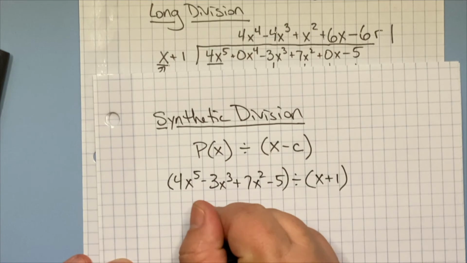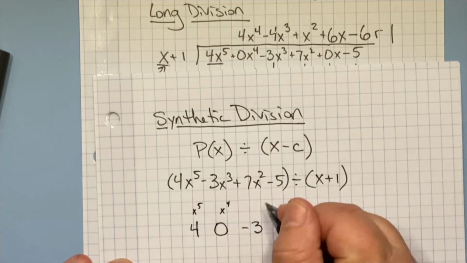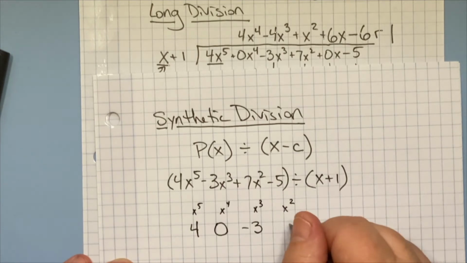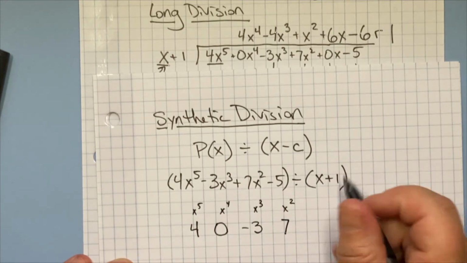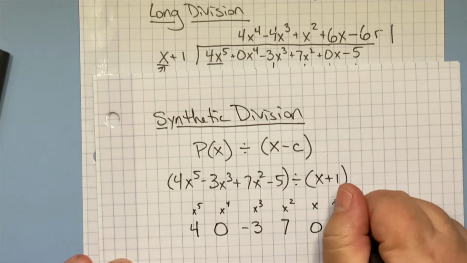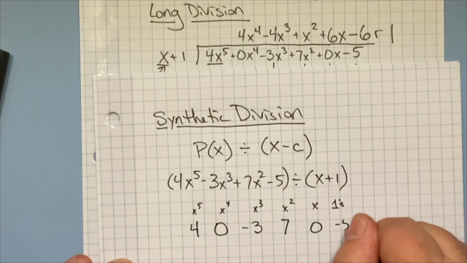So this is x to the 5th. This is x to the 4th. This is x cubed. Then next would be x squared. So that's going to be 7. And then x's, there aren't any x's, so 0. And then the 1's is -5.